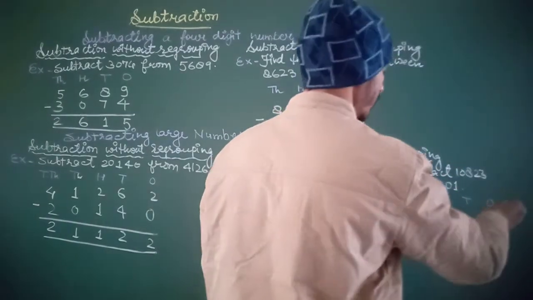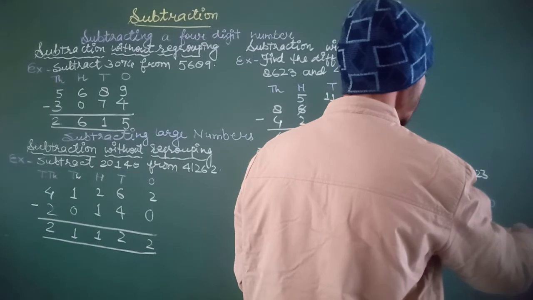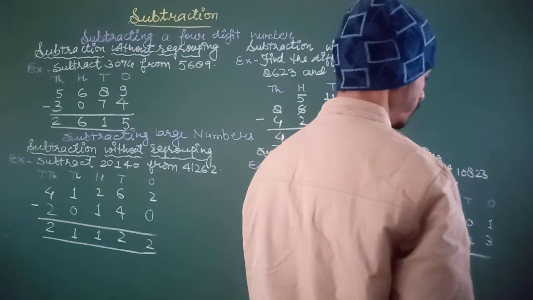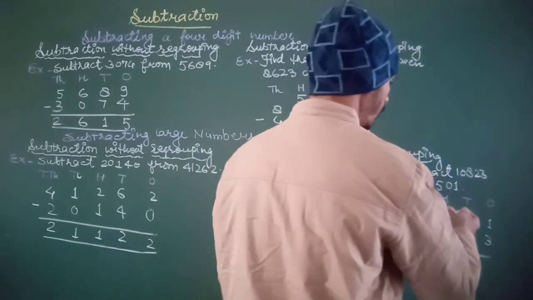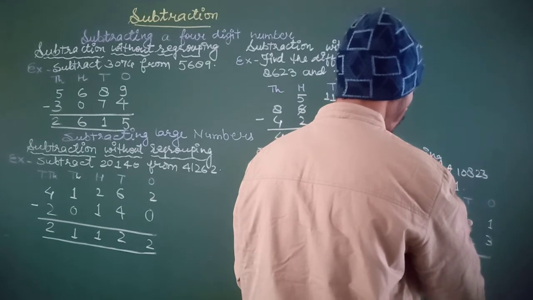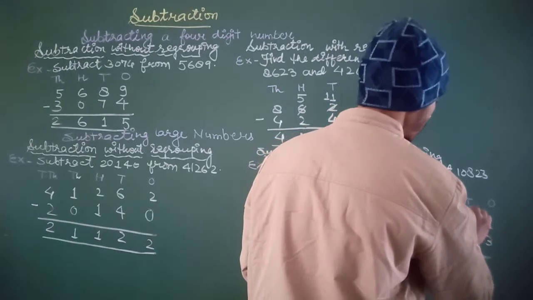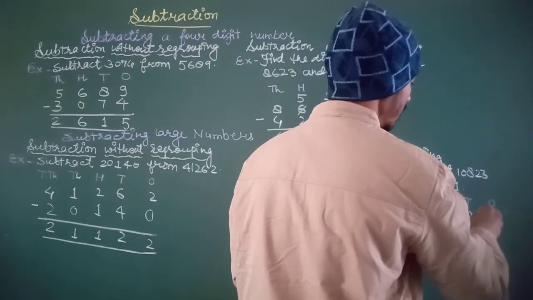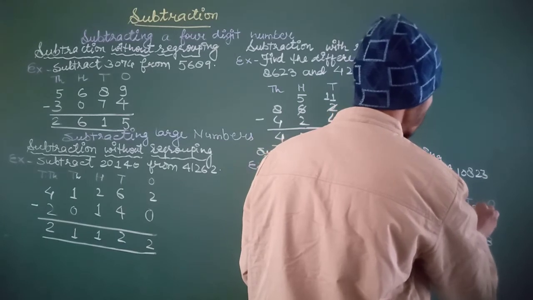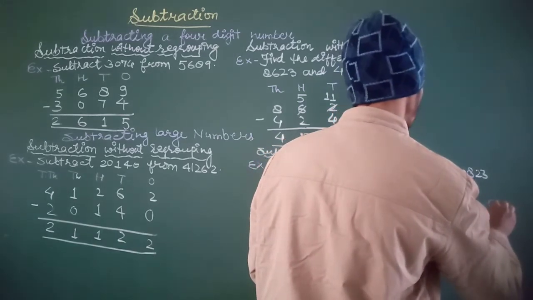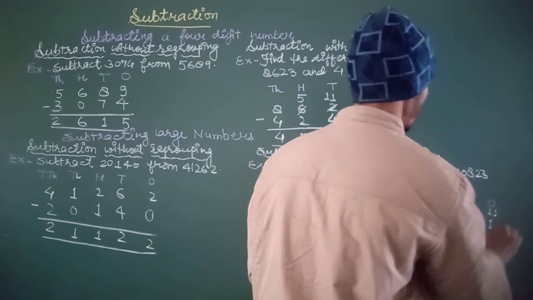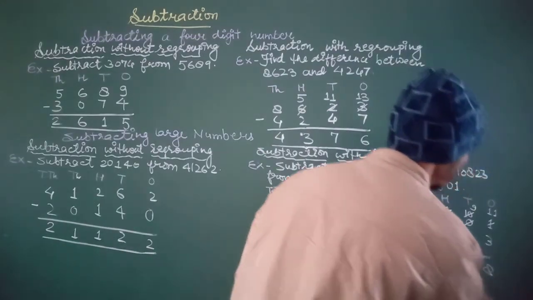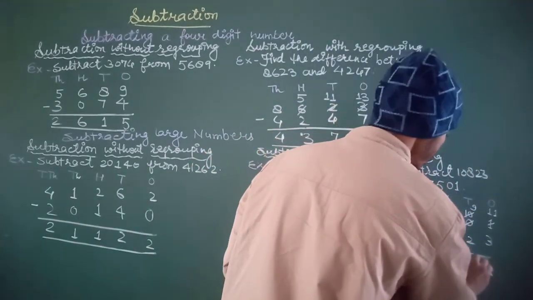Now subtract it. Firstly we have to subtract the ones place. 3 ones cannot be subtracted from 1 one. And 0 tens cannot be regrouped. So regroup 500 0 tens into 400 and 10 tens. After that, regroup 10 tens 1 one into 9 tens and 11 ones. And now 11 ones minus 3 ones, that is 8 ones. And now 9 tens minus 2 tens, that is 7 tens.